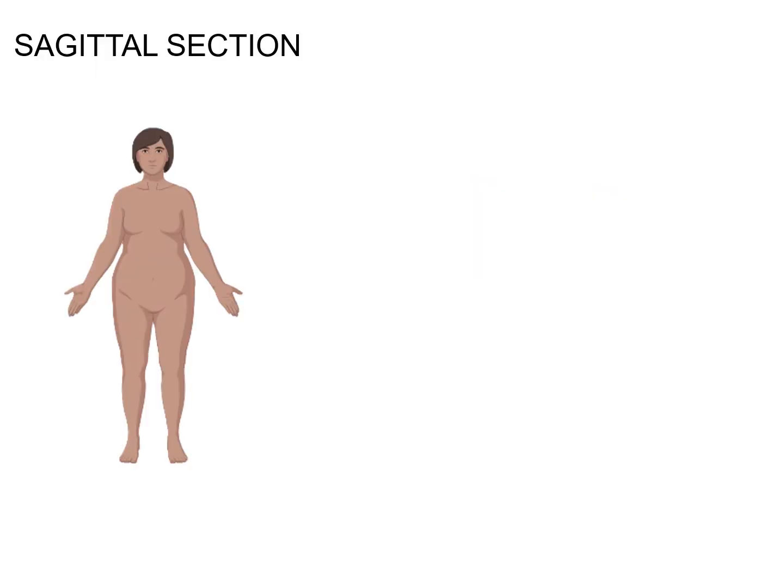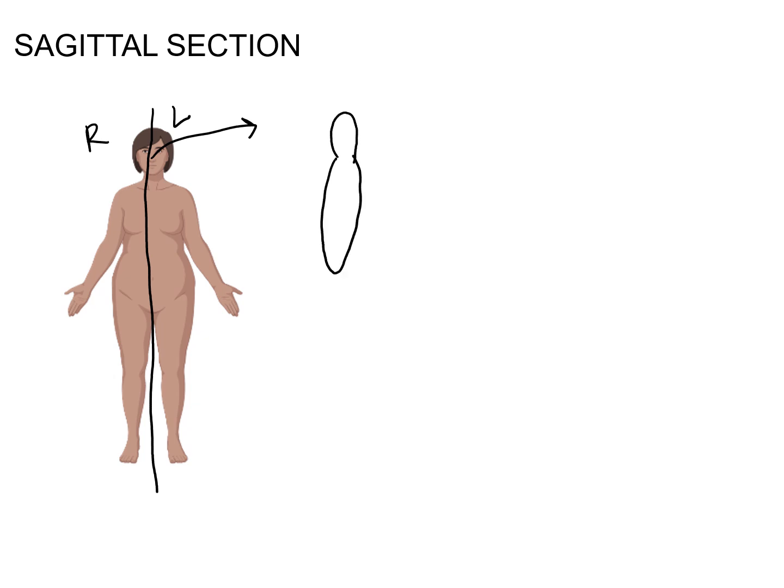Sagittal sections cut the body into a left and a right section. The term sagittal comes from a crest that runs right down the midline of the back of your skull. In fact, many of your chewing muscles are attached there. Therefore, a mid-sagittal section cuts the body into two perfectly equal right and left halves. And I'm going to try to draw something like that. There we go. That's my drawing.